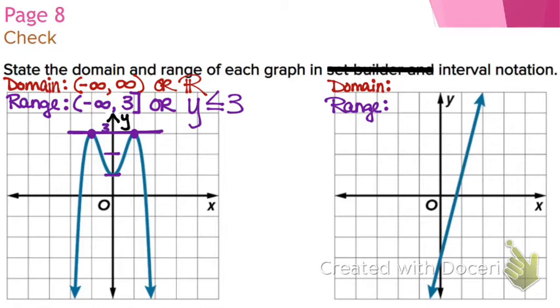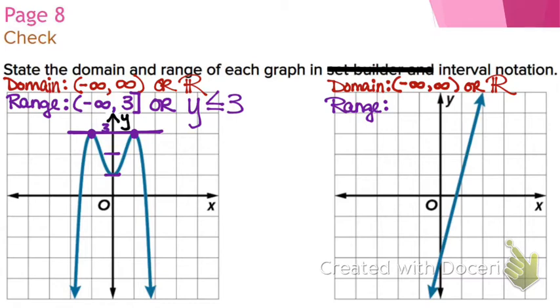Which ways do I look for domain? Left and right, yep. Is there an arrow that points even a little bit to the left? What about even a little bit to the right? Can I trace between the left hand and right side without picking up my pencil? So what is my domain? Negative infinity to positive infinity. Or I could write that how? All real numbers.